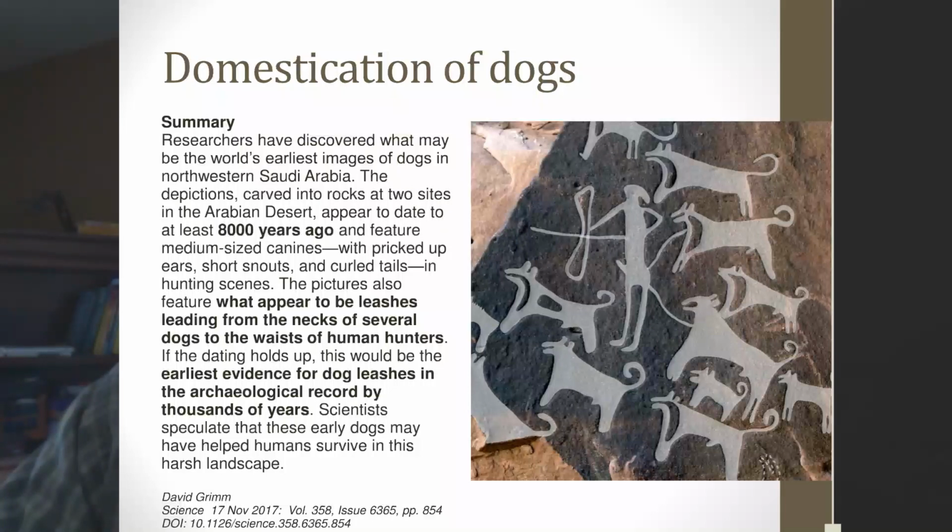Certainly, there is also archaeological evidence of humans using leashes to tether their dogs during hunting. And again, we think about this. These cave paintings came from Saudi Arabia about 8,000 years ago. So we really have the concept of the dog indeed helping humans hunt.